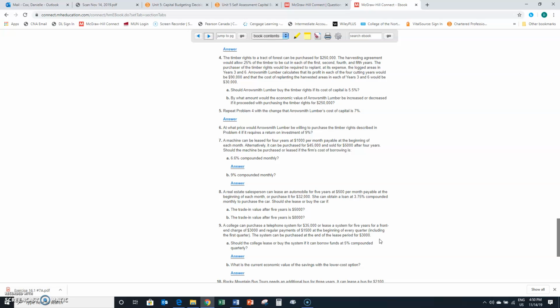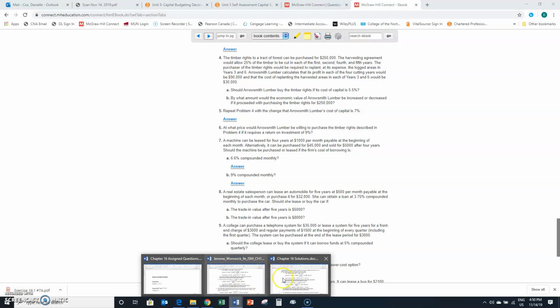So you can look at the lease, and this is just something we've done in previous chapters. So it's leased for 4 years at $1,000 per month. So $1,000 is the payment. It's 4 years and it's monthly payments, so it's 4 times 12. It's at the beginning of each month, so we have to set your calculator to beginning mode. This relates to the purchase here, and then we have the interest rate at 6.6%.